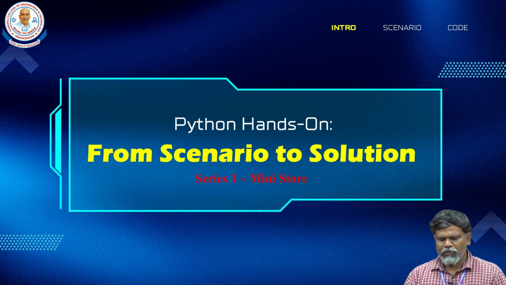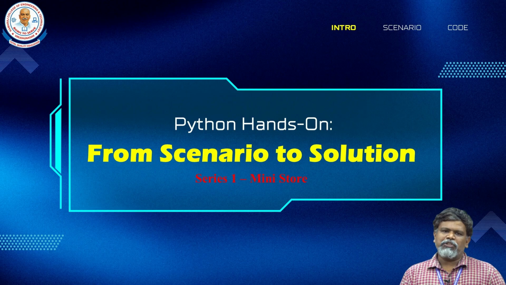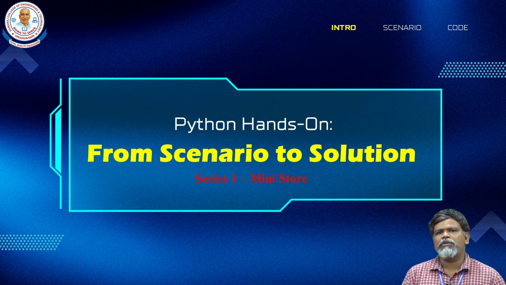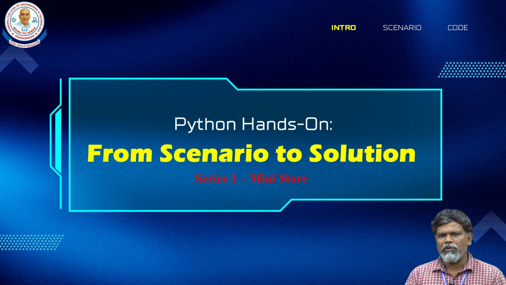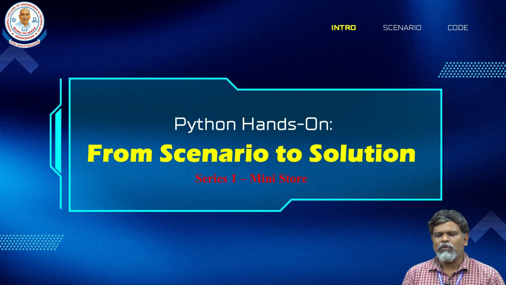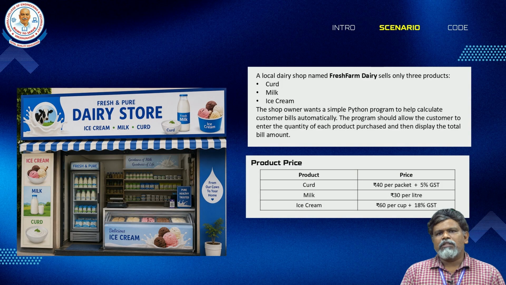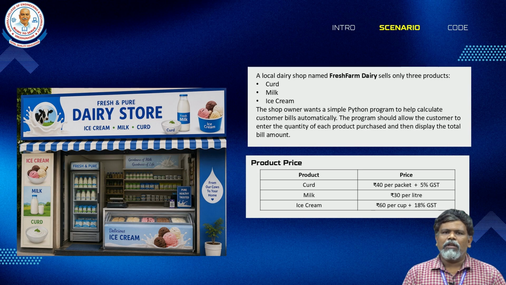Today we are going to see a Python hands-on, scenario to solution. Why have we taken this topic? A lot of people have studied Python, but when a scenario is given, they find it difficult to write a small program. So in this series, we are going to develop a mini store, a simple store which sells fresh farm dairy products. The store only sells curd, milk and ice cream, and the price of each product is given to you.